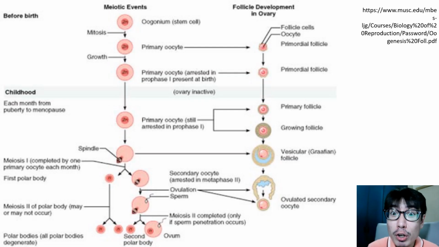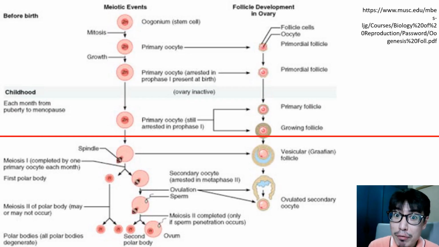In human physiology, oogenesis, or the development of the female egg cell, is best discussed and appreciated when we put it side by side with folliculogenesis, which is the development of the ovarian follicle.